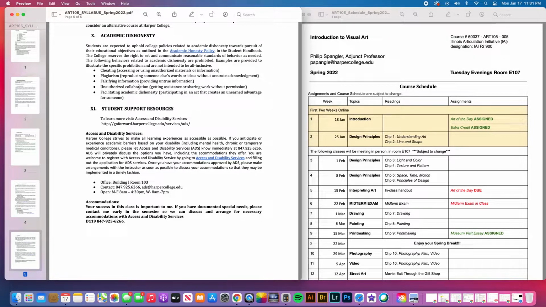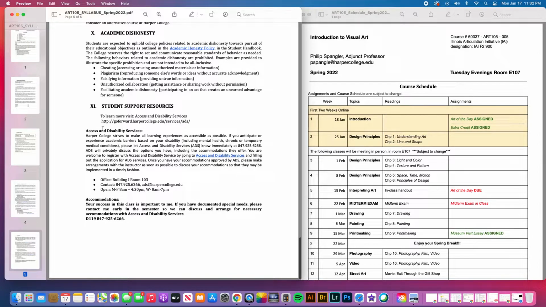Academic dishonesty, this is the policy for it. I will not accept cheating, plagiarism, falsification of information, unauthorized collaboration, like doing each other's work, or facilitating academic dishonesty. All of these are subject to getting kicked out of class and frankly getting kicked out of college. So make sure you're aware of the academic dishonesty policy.